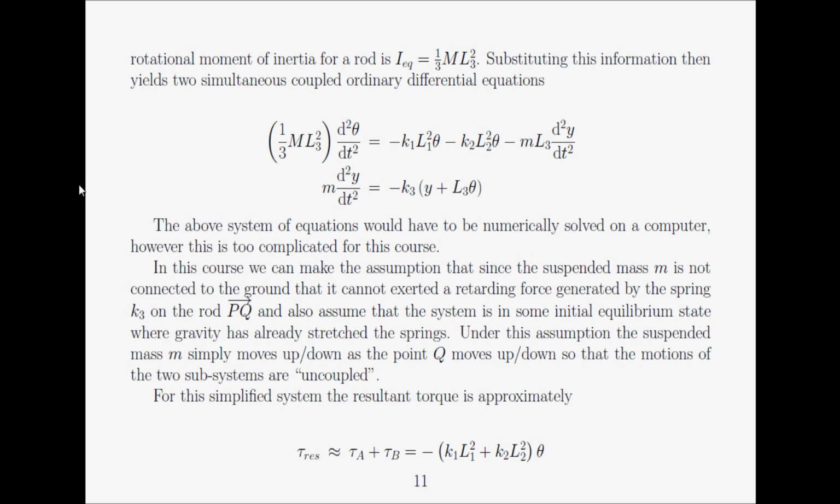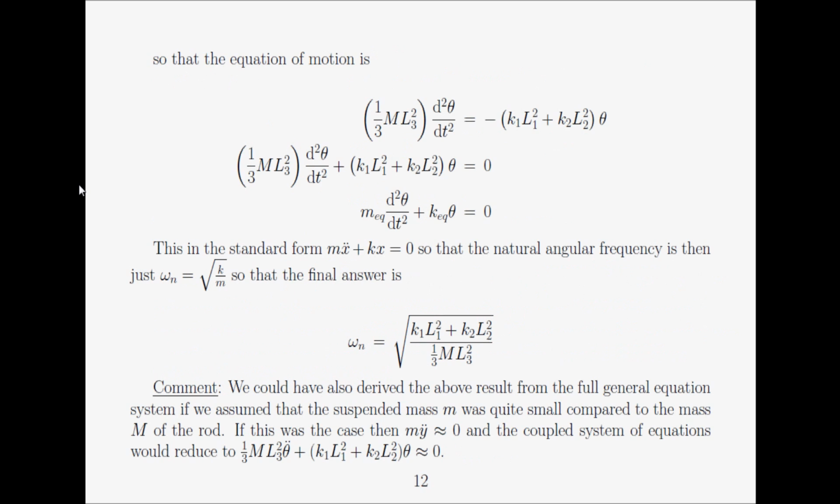In other words, the suspended mass just goes up and down. It doesn't really pull down on the rod. So torque resultant would be, under that assumption, approximately torque A plus torque B. We then put it into Newton's second equation. Torque resultant is I times angular acceleration. We have an equation. We rearrange that particular equation, and then we get an equivalent equation, M equivalent double derivative of theta plus K equivalent theta is equal to 0.